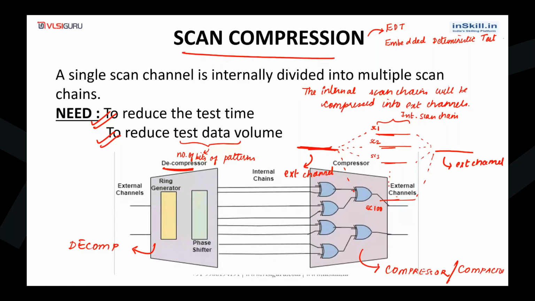So these are the components of EDT logic. Basically there are four components. I have only represented the decompressor and compressor components, but there are two more, so a total of four components. First is the decompressor component, as given in the picture, then the compressor component, and then the controller, and we'll also have the bypass logic.